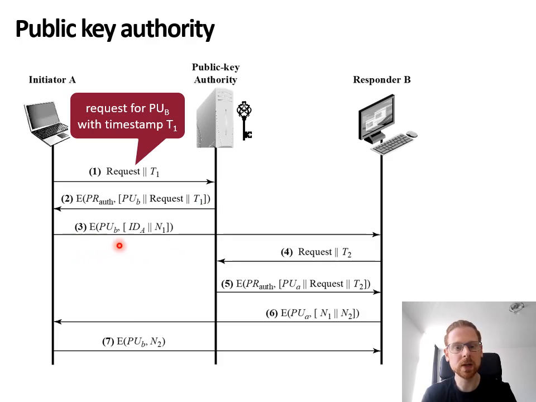Subsequently, in step 3, A will encrypt a message to be sent to B using the public key of B. The message contains its own identifier and a unique nonce.